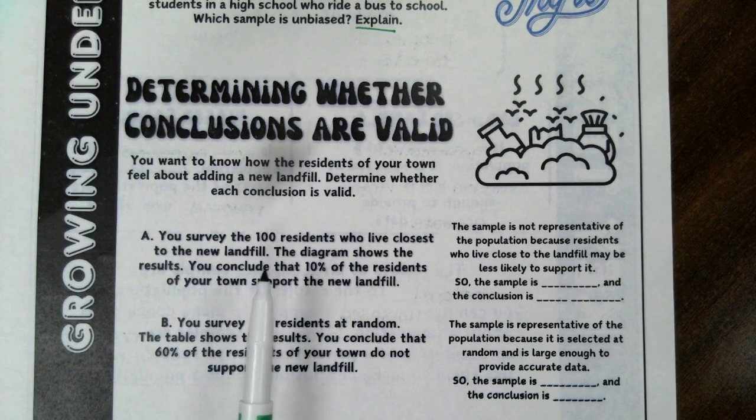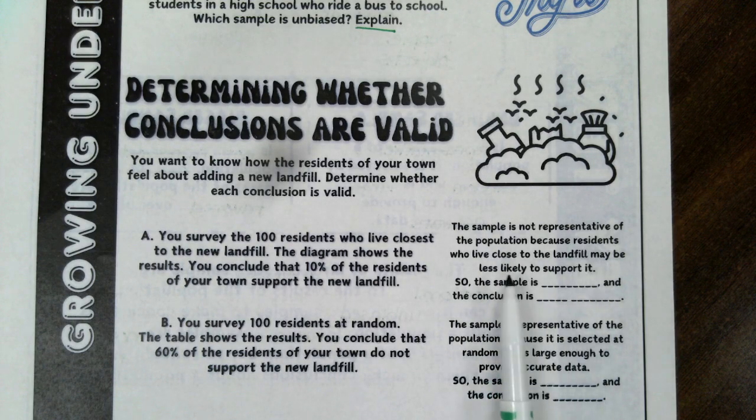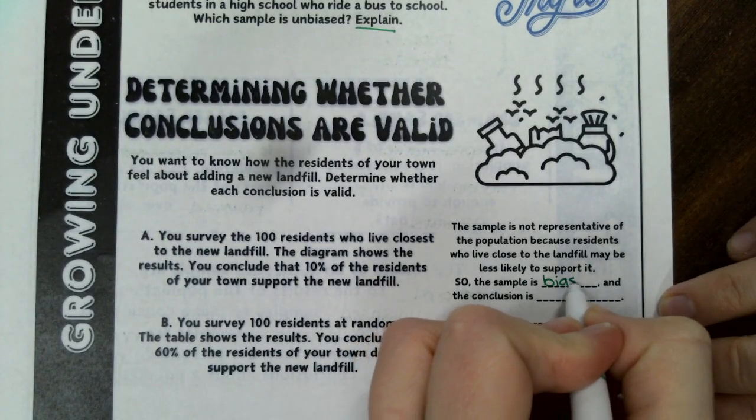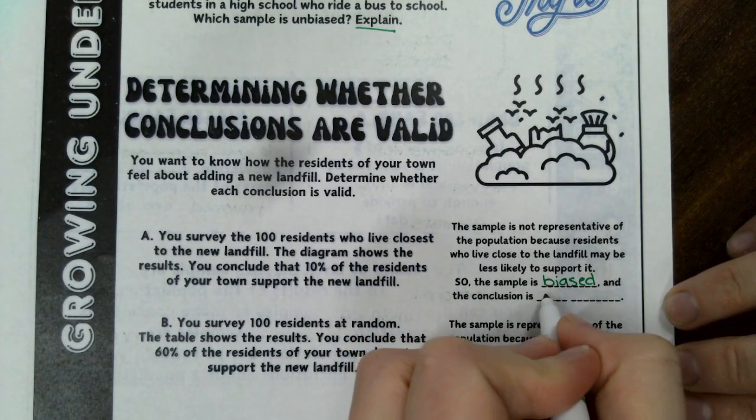because if you know what a landfill is, that's like a big dump station. It's where all of the garbage men, when they come and pick up your trash, go and dump it there at the landfill. So it's not this pretty glamorous place. So obviously the people closest to the landfill are not going to be thrilled. So this is not representative of the population because the residents who live close to the landfill may be less likely to support it. So the sample is biased, and the conclusion is not valid.